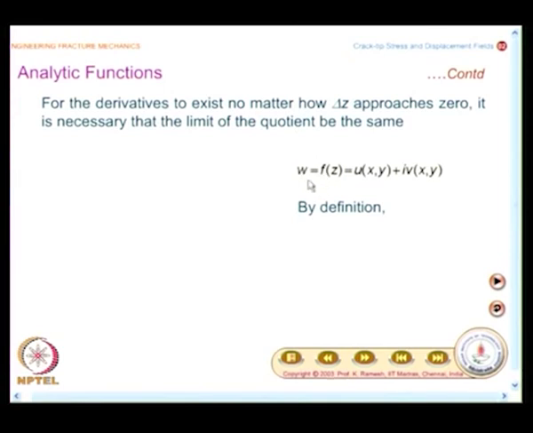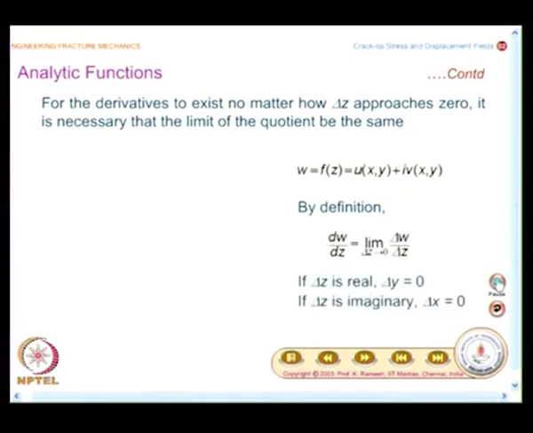So, you look at this function w as a real part u of x comma y plus imaginary part given as i into v of x comma y. The real part is u(x, y), imaginary part is v(x, y). And we have already said we want to find out whether the derivative exists. So, dw by dz, the definition is limit delta z tends to 0 of delta w by delta z.